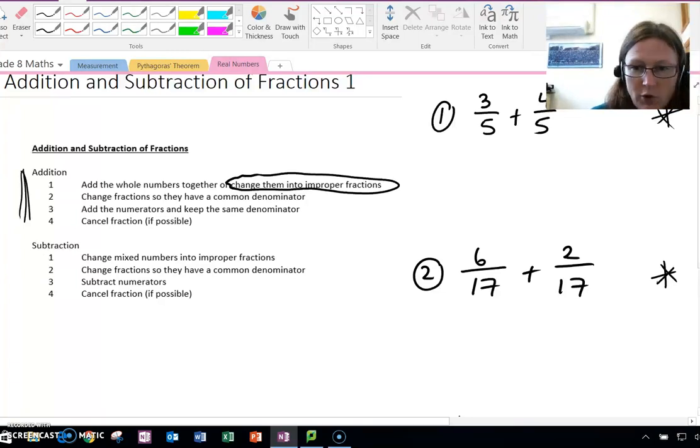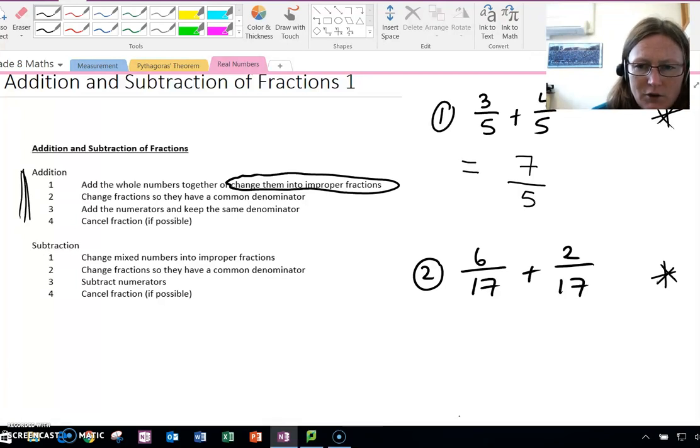As I said, there are no mixed numbers, so we don't need to worry about step 1. Step 2, change the fractions so they have a common denominator. Well, in example 1, they already have a common denominator. So we add the numerators, the numbers on the top, 3 plus 4 is 7, and we keep the denominator the same. We look to see if we can cancel or simplify that fraction, and nothing goes into both 5 and 7, so we leave the answer as 7 over 5.